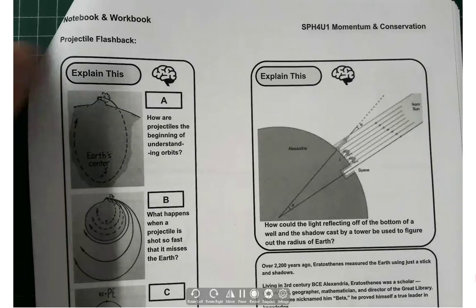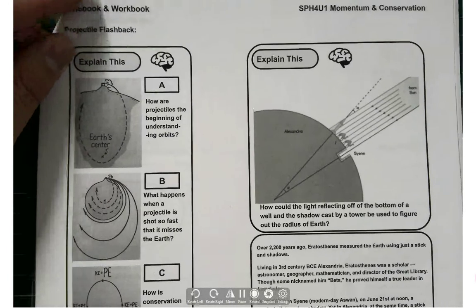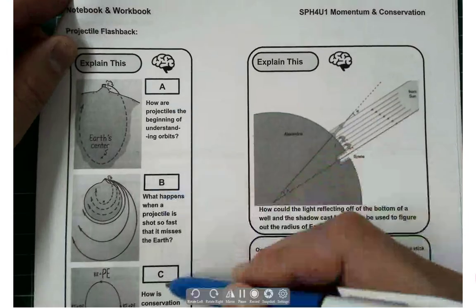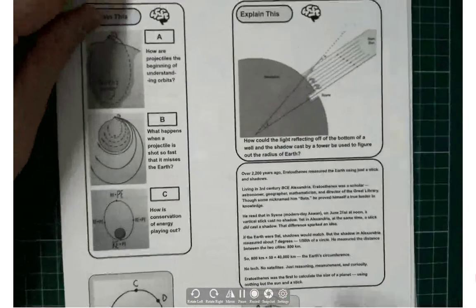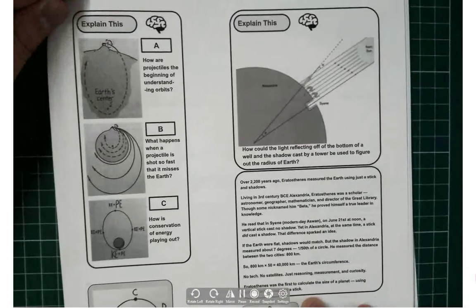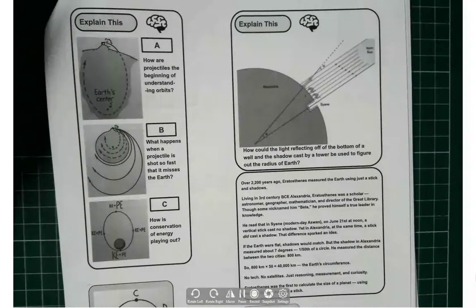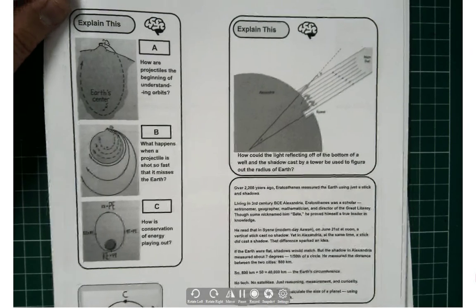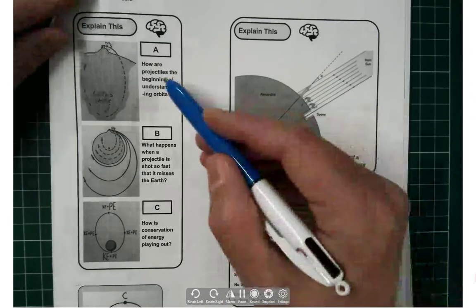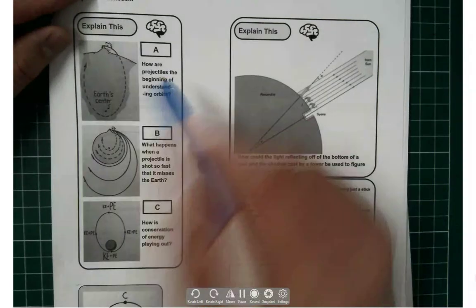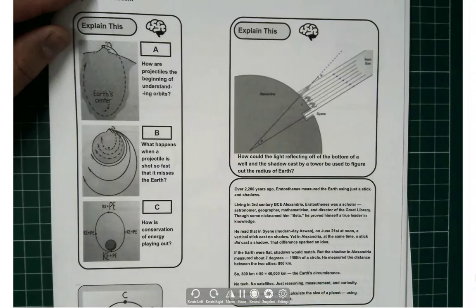So I had this explain this, and there's A, B, and C. I'd like you guys to take a minute. You can work with a partner, and I just want to give people just a minute. Can you come back to me in a minute with an answer to A? How are projectiles the beginning of the understanding of orbits?